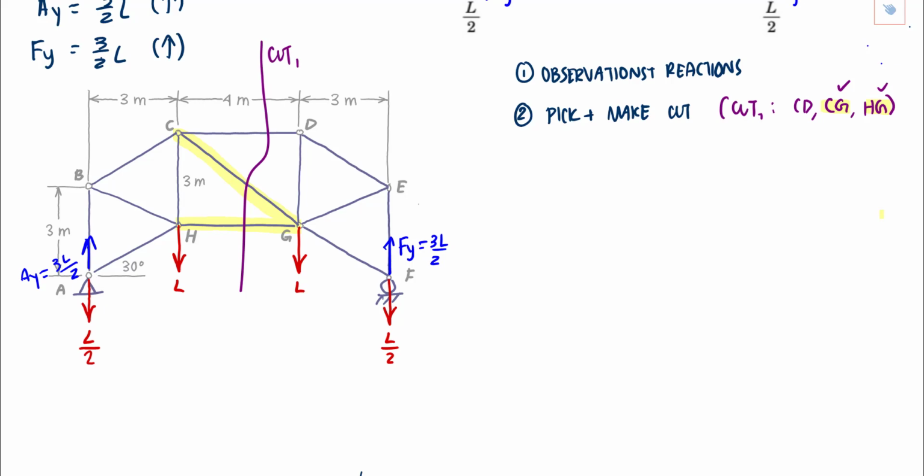Next thing you want to do, draw cut FBD. And of course you want to pick a side, right? Pick a side and then draw the FBD for that, and note exposed forces.